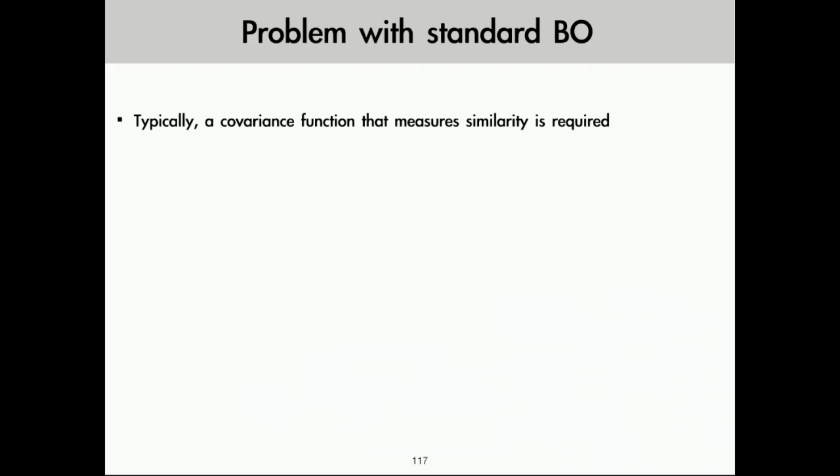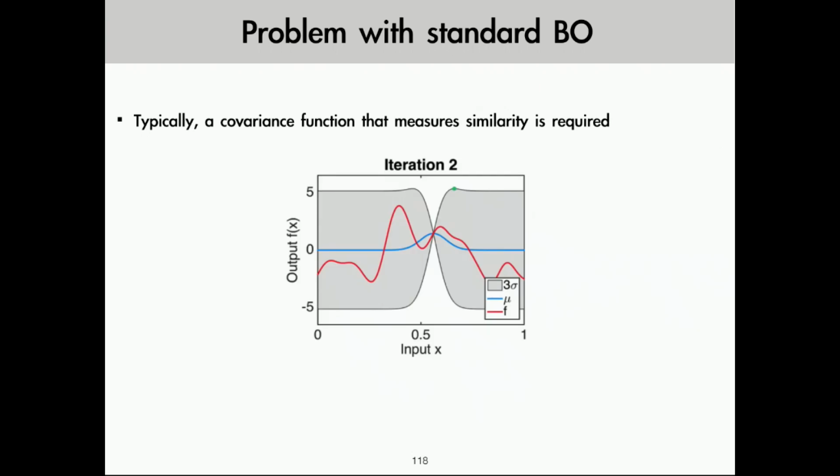The trouble with applying these kinds of Bayesian optimization frameworks to our problem is that typically a covariance function that measures similarity is required. So for example, going back to this toy example, we've evaluated a particular point here, right? What we need as an input to the Bayesian optimization algorithm is this kernel function that measures the similarity between the evaluated point and the unevaluated point. Right? And based on the similarity function, we reduce the uncertainty.